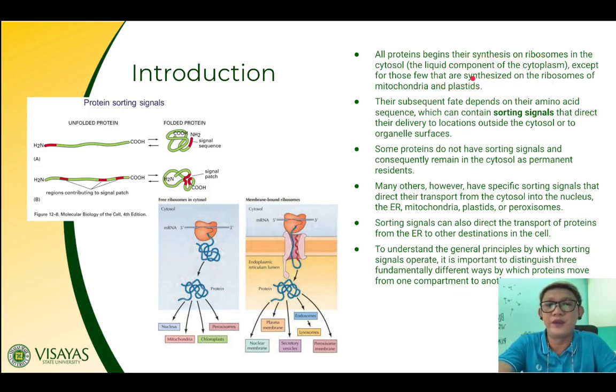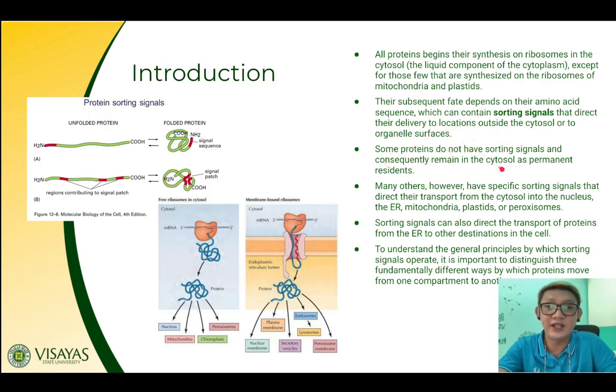There are also some proteins that are synthesized in the mitochondria and plastids because they have their own ribosomes as well. The subsequent fate of a protein depends on its amino acid sequence. It is already embedded in the sequence of the protein synthesized, and that determines where it will be transported. These proteins contain sorting signals that will direct their delivery to locations outside the cytosol or to organelle surfaces.